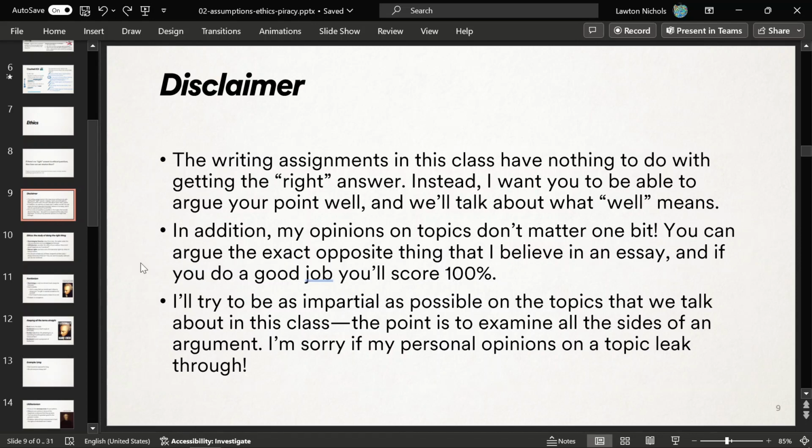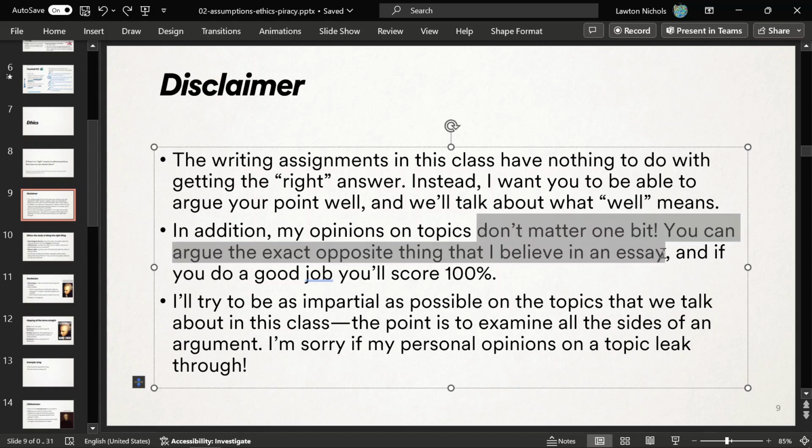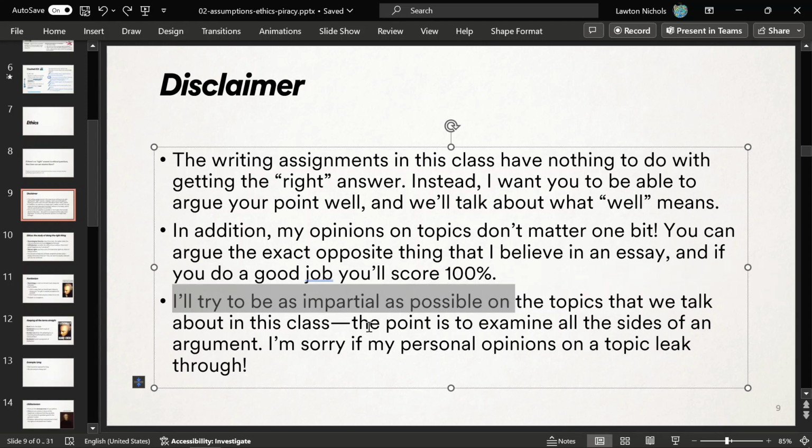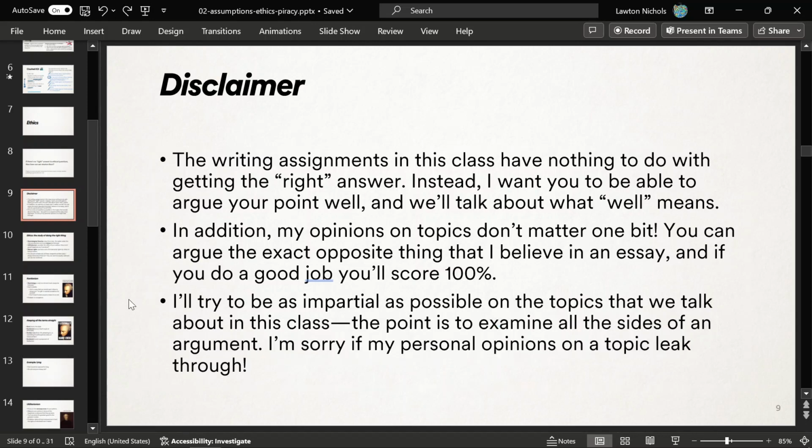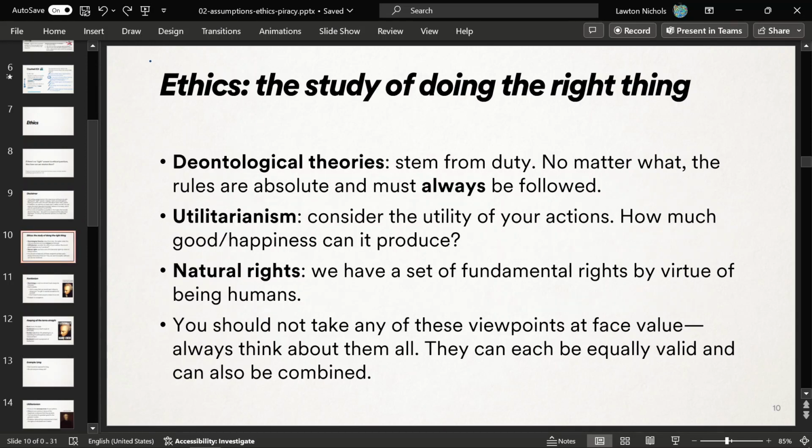Okay, so that is my guarantee to you, and I'm going to try to make it so that you can't really tell what I think about stuff. I'll try to be very impartial in this class on the topics we talk about, because the whole point is that I want you to think for yourself and examine all the sides yourself. Okay, that's the idea. But some topics I have a very strong opinion on, and you'll figure out which ones. But again, you can think the exact opposite thing to me. So that's my guarantee for you. Don't feel like you need to parrot my ideas as you may do in some classes. Okay, that does not matter in this class at all.